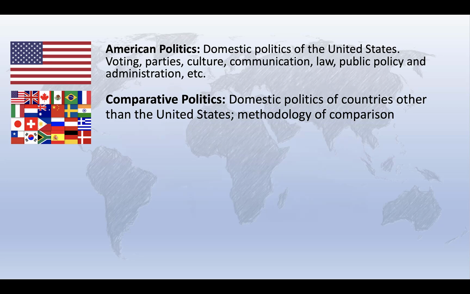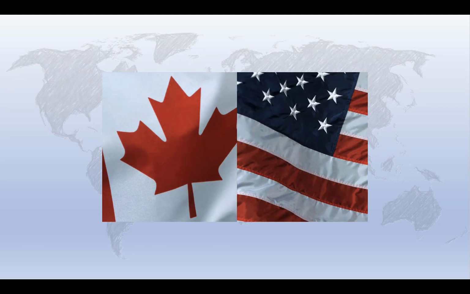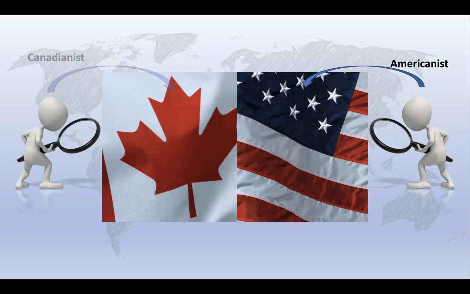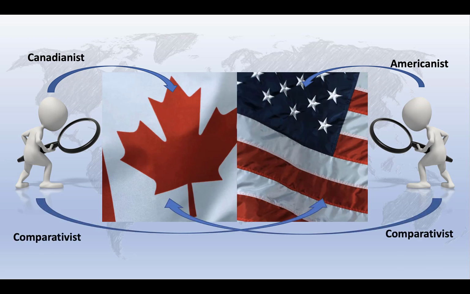and so on. Now, there's some considerable overlap between American and comparative politics as subfields, and the difference between them often centers on where you're doing your studies. Someone studying American politics in the United States is an Americanist, and someone studying Canadian politics in Canada, I guess, is a Canadianist. But switch locations, and they'd both be classified as comparativists.